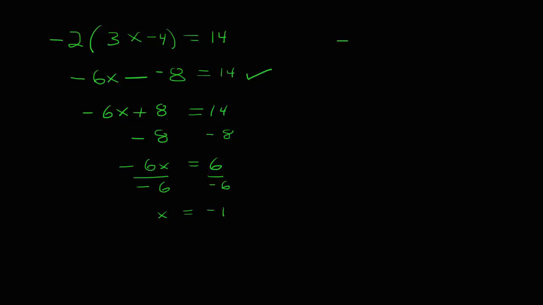Frequently, you'll skip that intermediate step and you'll go directly into the following. You'll end up thinking about this as negative 2 times 3x. That's still negative 6x. But then you'll think of this as negative 2 times negative 4, which is positive 8. And now we're back to the same equation we were at right there, and we solve it exactly the same way.